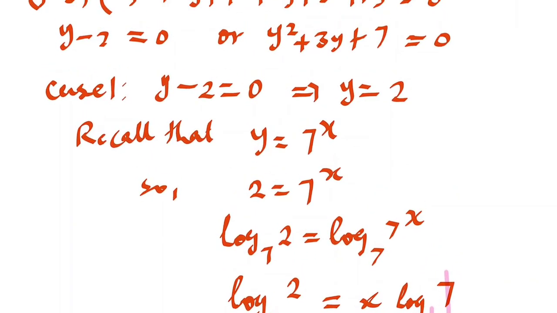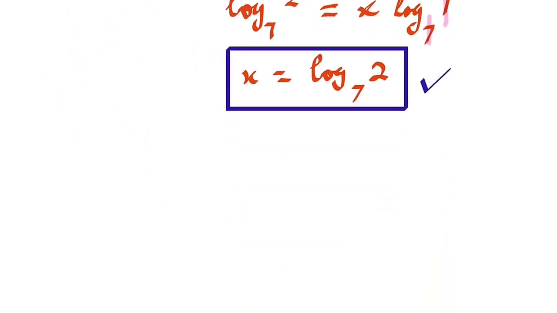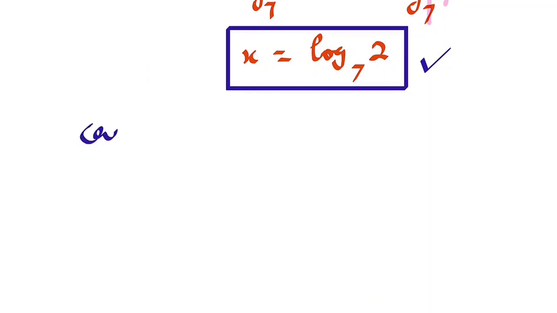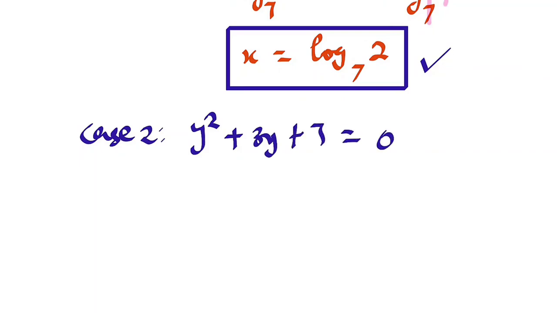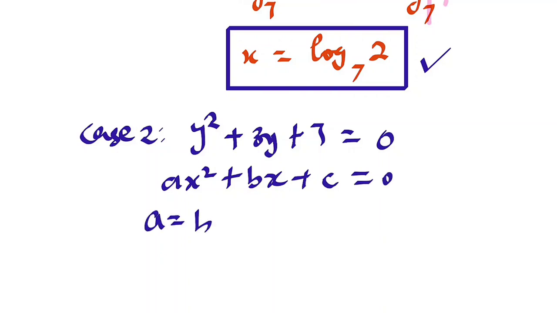Now let's go to case 2. Case 2 is when you have y squared plus 3y plus 7 equals 0. Now from here, we're going to compare this equation with ax squared plus bx plus c equals 0. So we have a to be 1, b to be 3, and c to be 7.